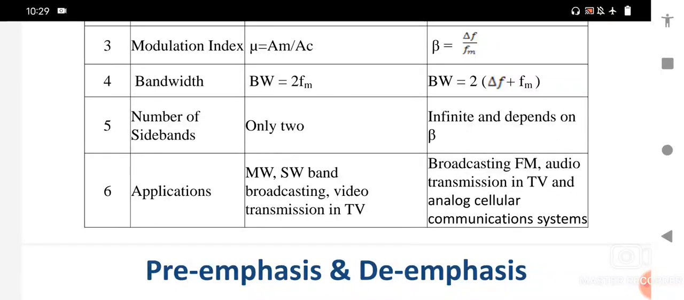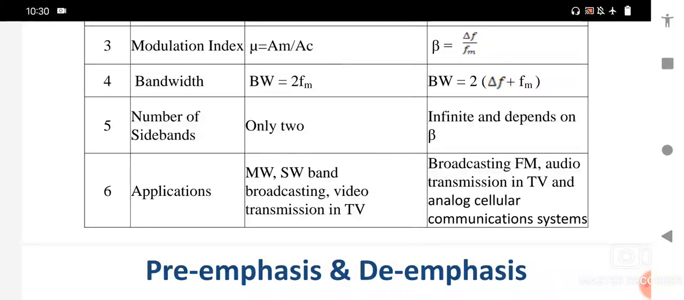The third one is the modulation index. What is the representation of modulation index in amplitude modulation? That is mu equals Am by Ac. It means the modulation index mu is the ratio of message signal amplitude to carrier signal amplitude. Similarly, the modulation index in frequency modulation is represented as beta equals del f by fm. That is, the modulation index parameter beta is the ratio of frequency deviation to message signal frequency. So this is another parameter of comparison.